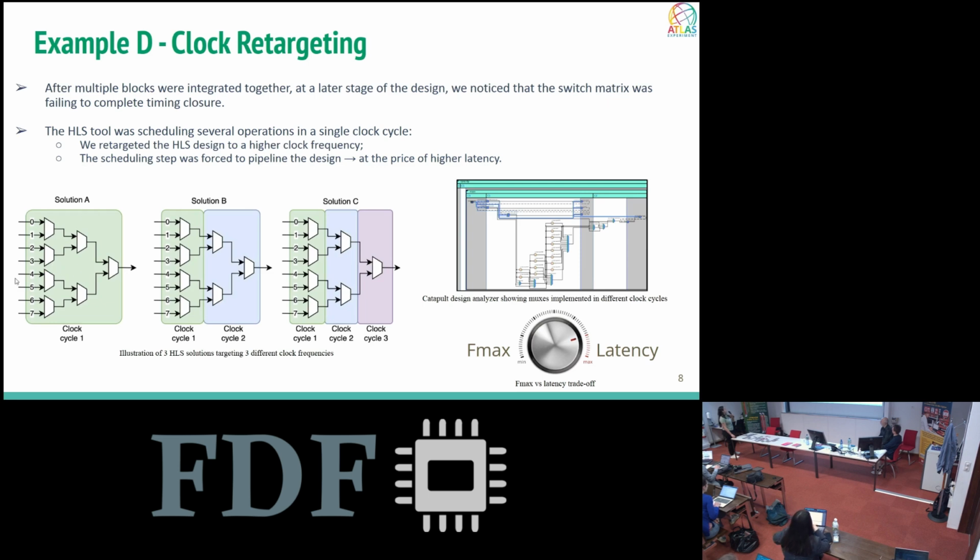So in order to improve this timing closure, we retargeted the high-level synthesis design clock frequency to reschedule this in some pipeline stages, like doing these operations in more clock cycles. This way, we could improve the timing closure, and the price was a higher latency for our design. So here we can show that it's possible to exchange frequency for latency, and this is done without changing any line of the source code, only by changing the parameters in the high-level synthesis tool.